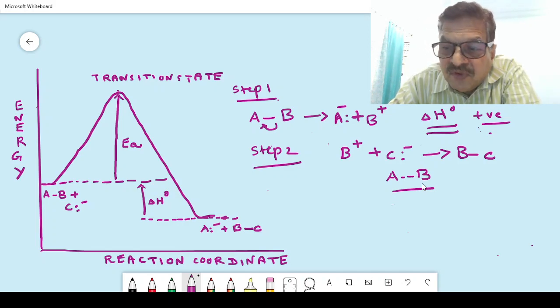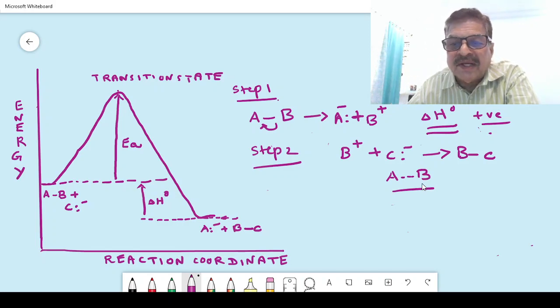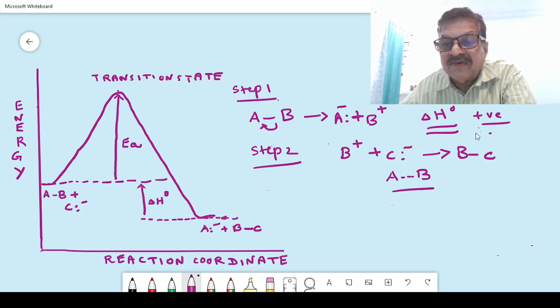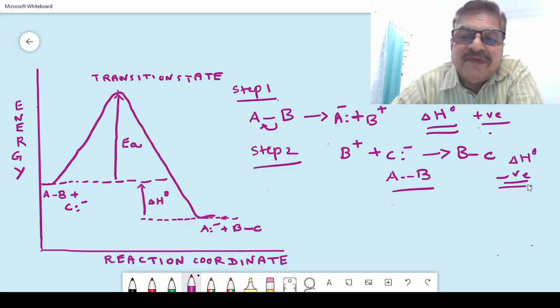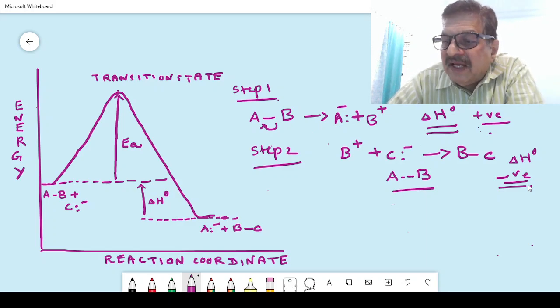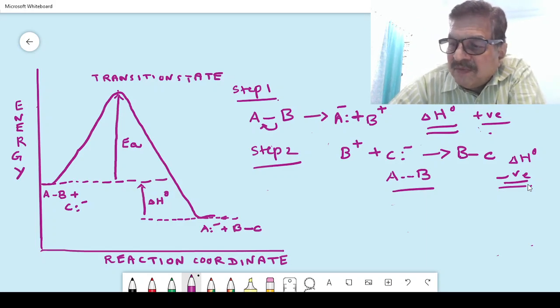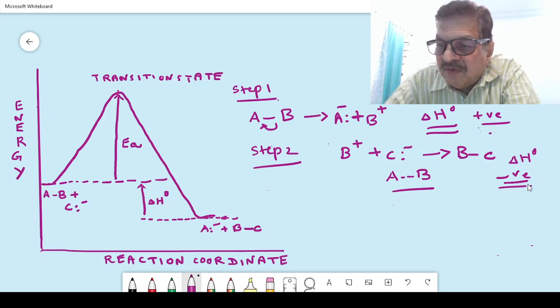Now step 2 will be exothermic. The first one is endothermic because bond cleavage is involved. Step 2 is exothermic because a new bond, BC, is formed. Therefore, delta H is negative. Energy is released with BC bond making, so delta H will be negative. Correct.